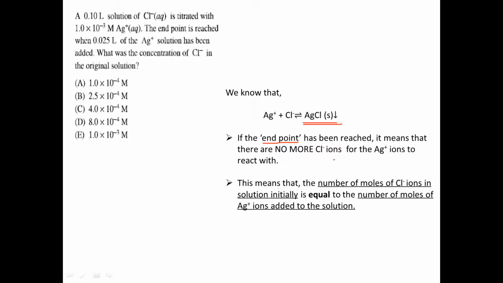And at that point it means that there is no more Cl⁻ left in the solution that the Ag⁺ can react with. So from this we can conclude that the number of moles of Ag⁺ that has been added to the solution is equal to the number of Cl⁻ ions that were present in the solution initially. And this is what is going to help us solve this question.